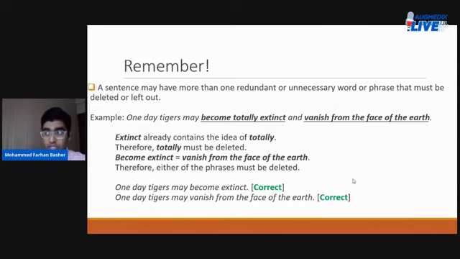You cannot say, one day tigers may become totally extinct and vanish from the face of the earth, right? It's just so unnecessary. It's like saying, আজকে India এবং ভারতের খেলা. It's like that, right? Which is totally absurd. It's because India and Bharat are both the same country, right? So you cannot say India and Bharat. You either say India or you say Bharat.